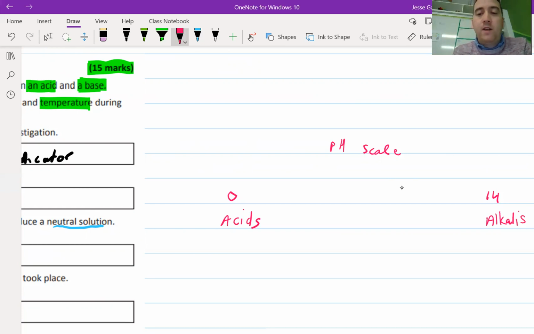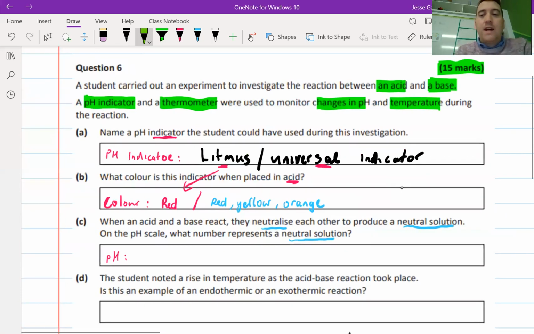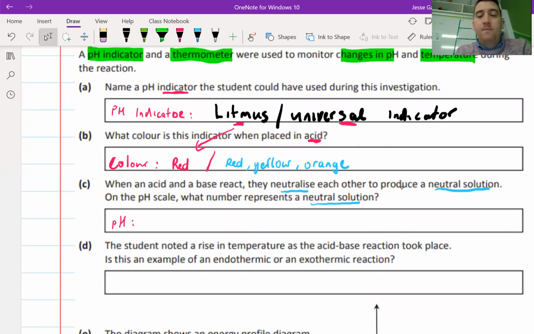So where's the midpoint here? The midpoint is pH 7. It's in the middle. So anything less than 7, we call acids, and anything greater than 7, we call alkalis. If it's exactly 7, what do we call these substances? Write it down. If it's exactly 7, we call them neutral substances. So, back to the question. Now you should be able to answer it. Pause the video, write down the answer.